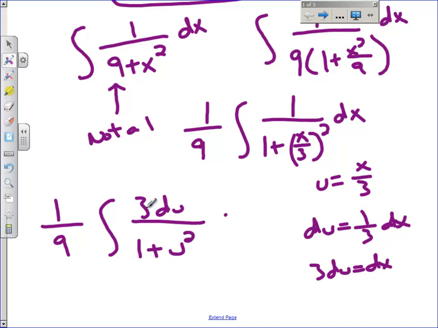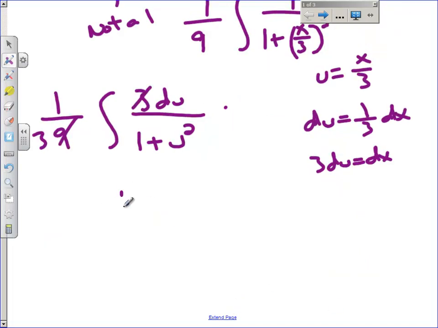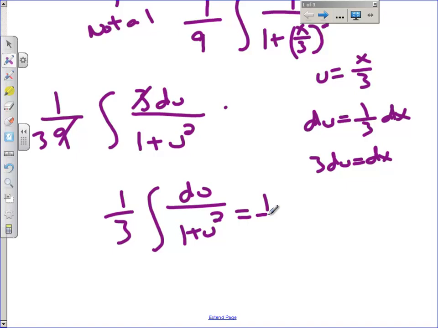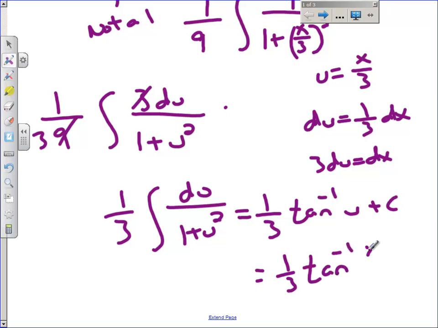The 3 can come out here with a 9 and just make it 1/3. So this is 1/3 the integral of du over 1 plus u squared, which turns into 1/3 arctan of u plus c, where u was x over 3. So this is 1/3 arctan of x over 3. So let's talk about a formula so you don't have to go through and do all of this algebra.